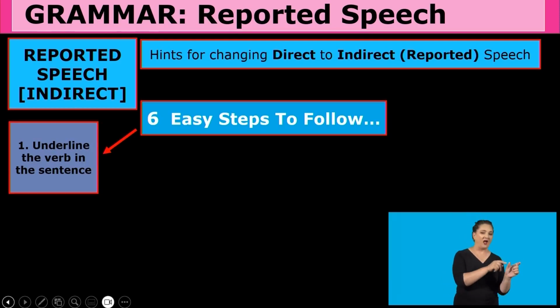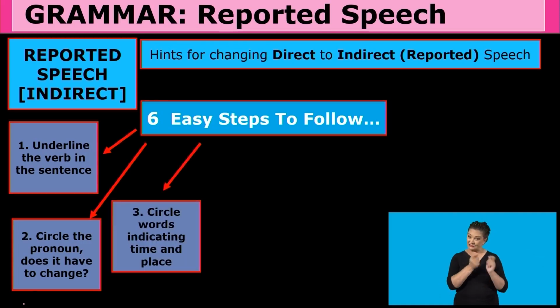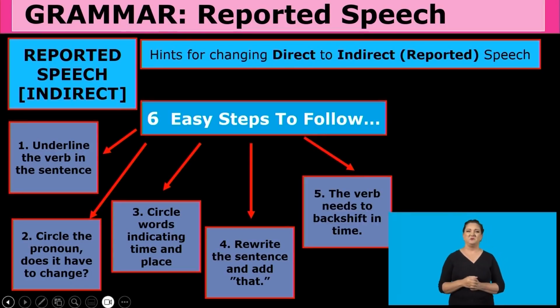Underline the verb in your sentence. Circle the pronoun. Does it have to change? You need to determine that. Circle words indicating time or place. Remember, in our previous slide, we showed you all of those changes that could possibly occur for time and place. Then rewrite the sentence and add that. It's going to be an indicator that we're paraphrasing someone else's words.